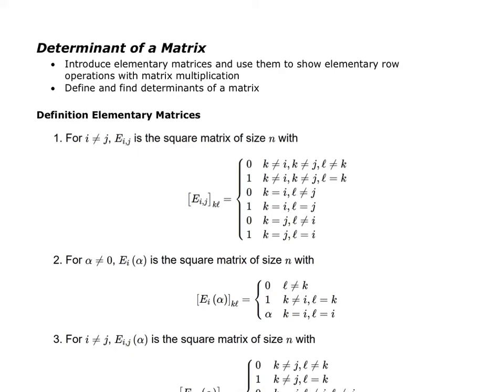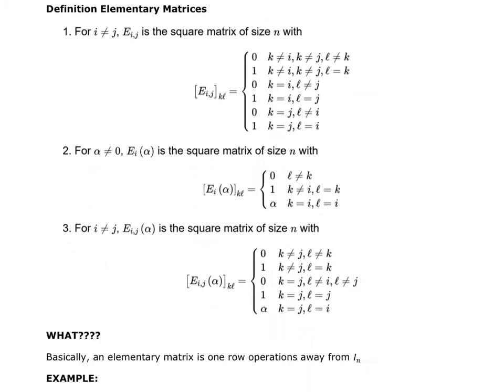In this video, we are going to first look at elementary matrices, and then we're going to show how elementary row operations can now be done with matrix multiplications of these elementary matrices. And then we're going to define and find determinants of a matrix. So here's a definition for an elementary matrix, which is a lot.